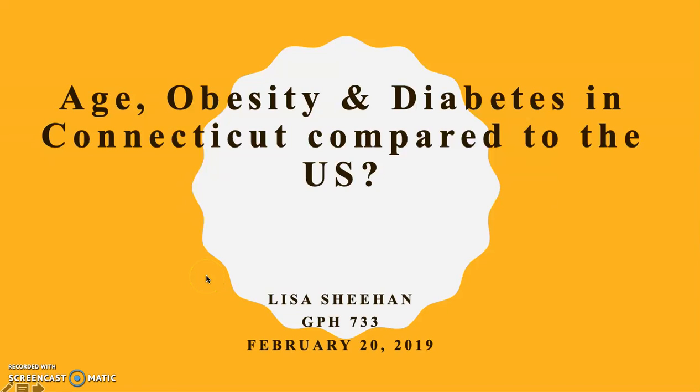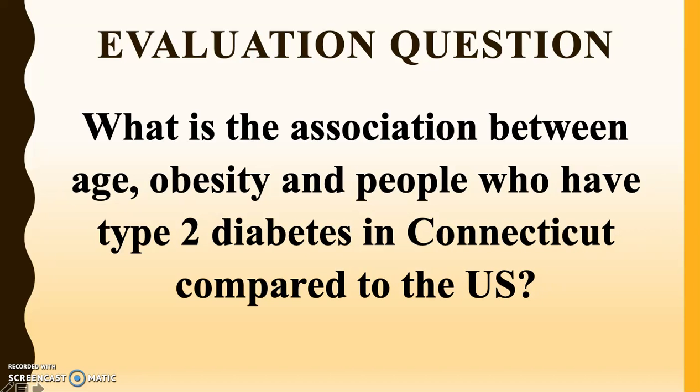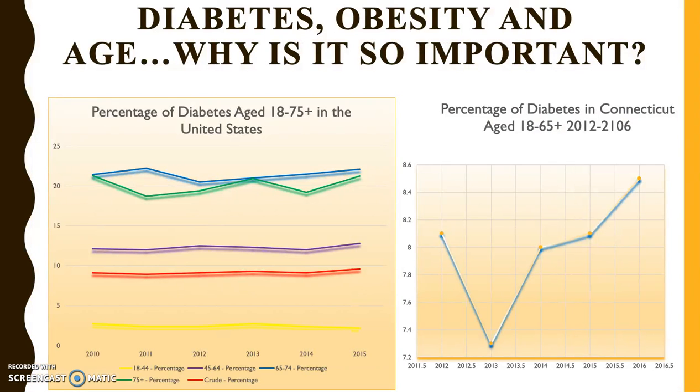Hi everybody. Today I'm going to talk to you about an analysis I did on age, obesity, and diabetes in Connecticut compared to the United States. First of all, what is the association between age, obesity, and people in Connecticut who have type 2 diabetes when you do compare it to the United States? Based on two different databases which I have looked at, we're going to explore this in more detail.